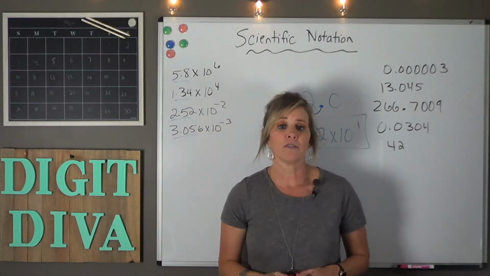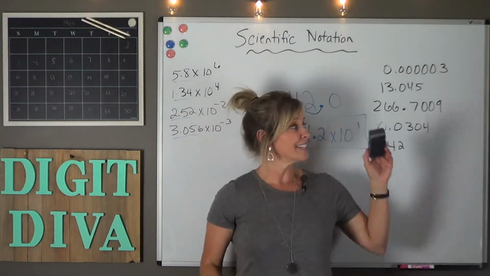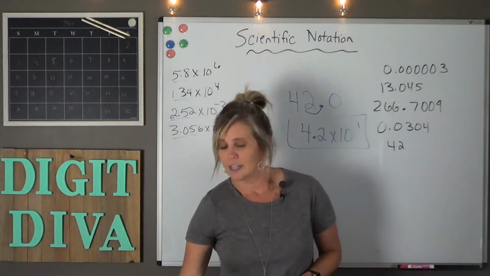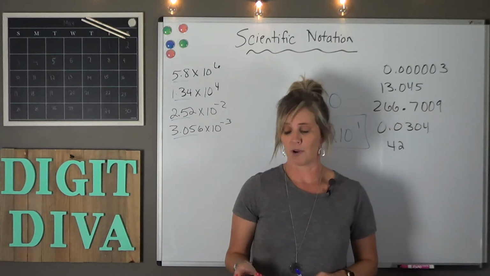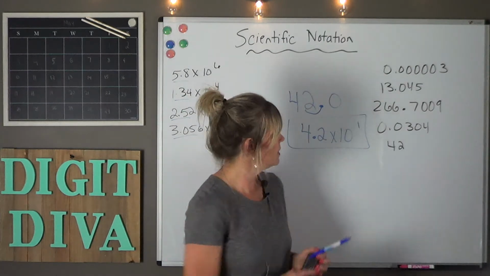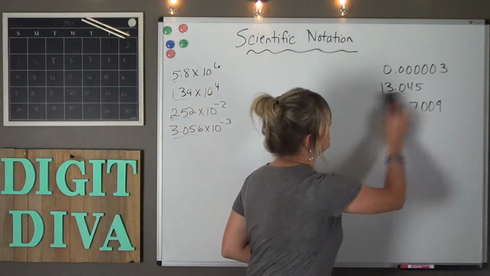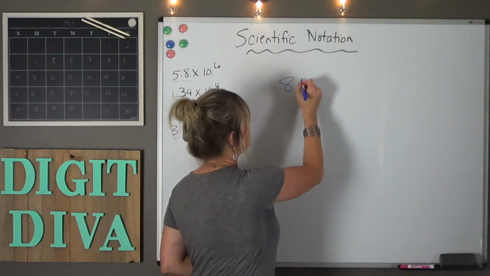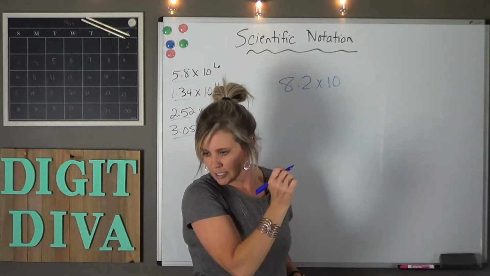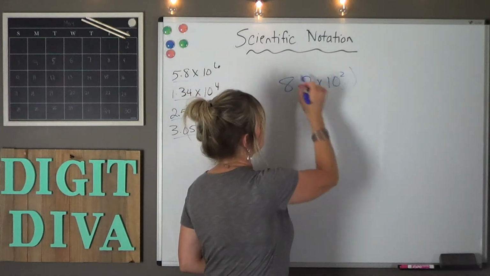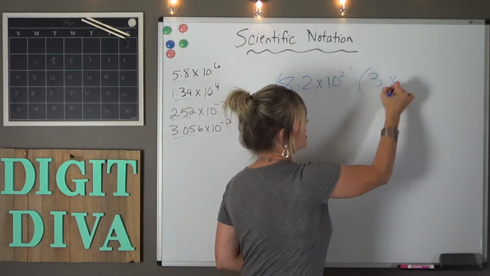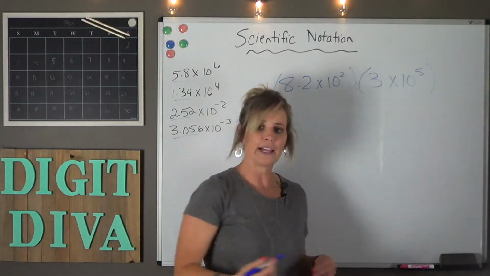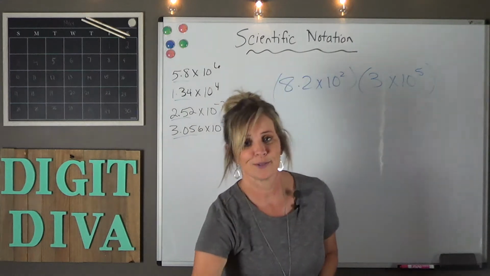So we've covered how to go from scientific to standard, standard to scientific. I want to finish this lesson by doing 2 of your more complex problems that you may see. Okay? So 2 more to go and we'll wrap this lesson up. If you have 8.2 times 10 to the second power being multiplied by 3 times 10 to the fifth power. Now that looks really complicated, but I promise you it's not.